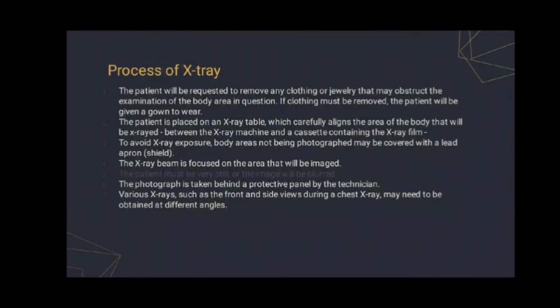Process of X-ray. The patient will be requested to remove any clothing or jewelry that may obstruct the examination of the body area in question. If clothing must be removed, the patient will be given a gown to wear. Second, the patient is placed on an X-ray table which carefully aligns the area of the body that will be X-rayed between the X-ray machine and a cassette containing the X-ray film.